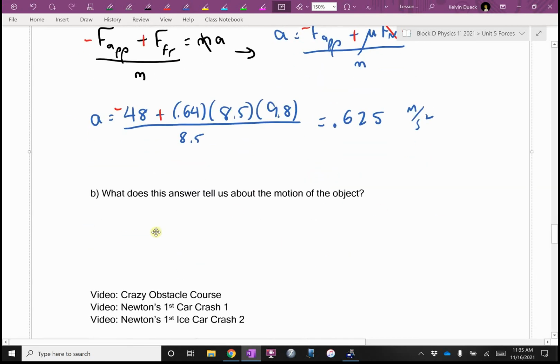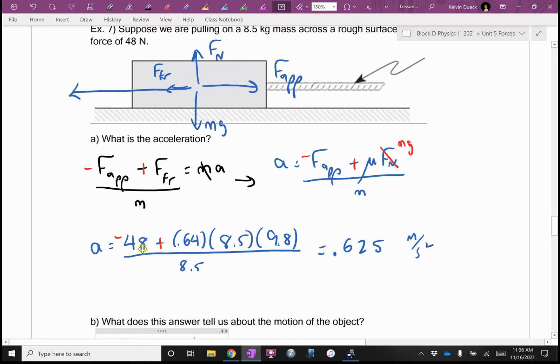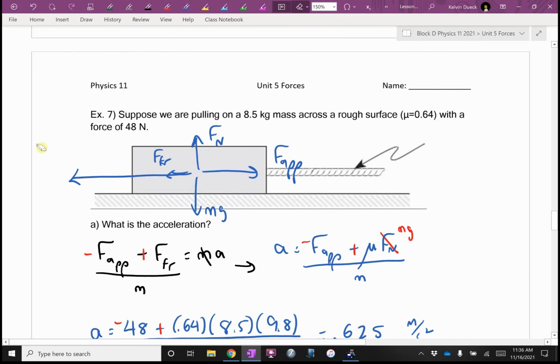So what does this answer tell us about the motion of the object? What did we just say? It's got to be slowing down. How is it slowing down? What direction is the acceleration? That way. So we're pulling it this way, but it's accelerating that way. It must be slowing down. Eventually it'll come to a stop, but right now, because it says we are pulling it, let's assume we're moving.